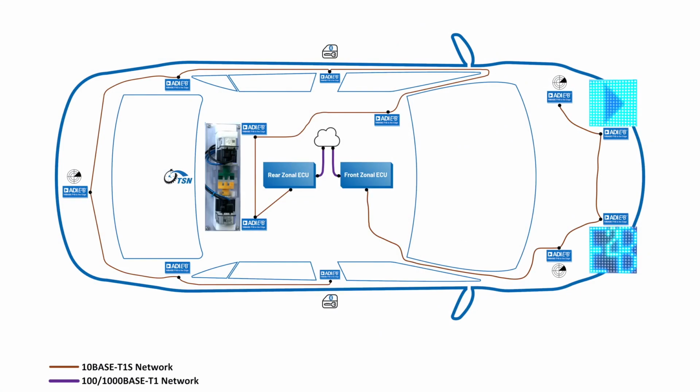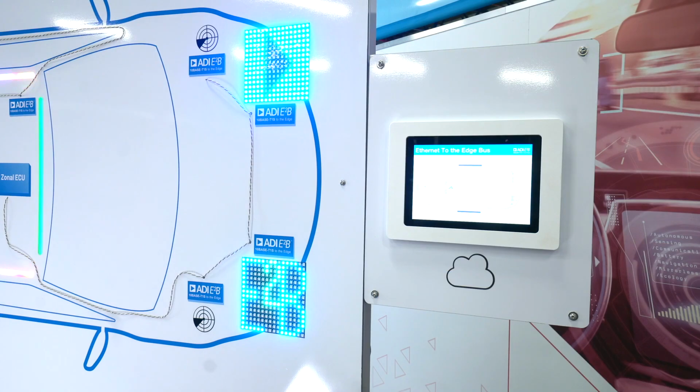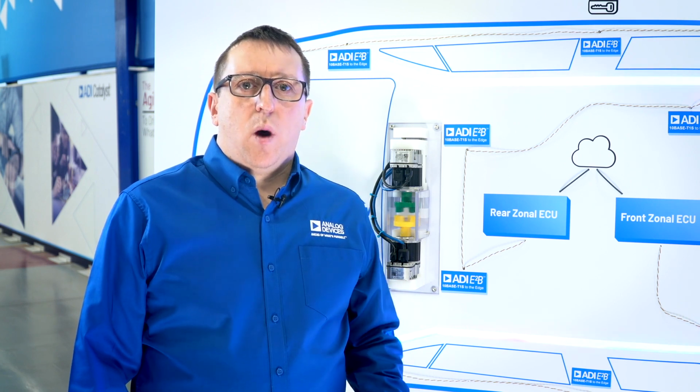Two zonal 10BASE-T1S networks are represented here, a front zone and a rear zone. A zonal ECU implementation here consists of an E2B 10BASE-T1S device connected to a microcontroller via the new Open Alliance SPI interface. The zonal ECUs are then connected through the Ethernet switch back to our Surface tablet, as represented here by the cloud. This showcases one of the key advantages of moving to an all Ethernet network, removing the need to add gateways in the zonal ECU, which would be required if using legacy networks like CAN, LIN, etc.